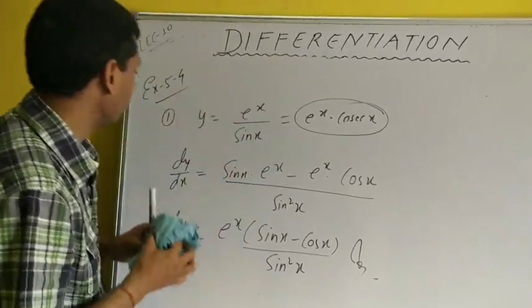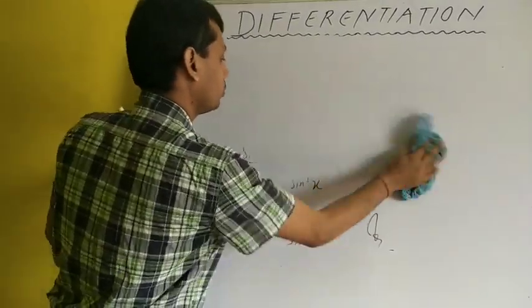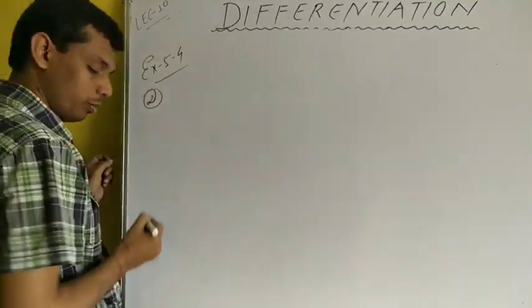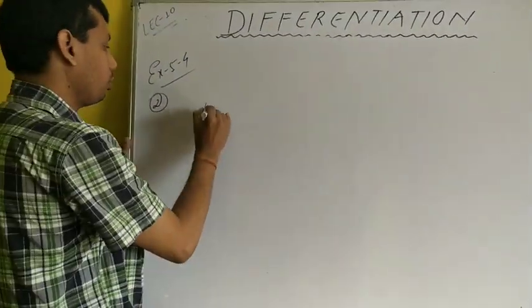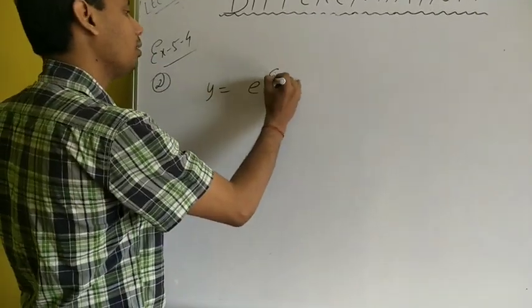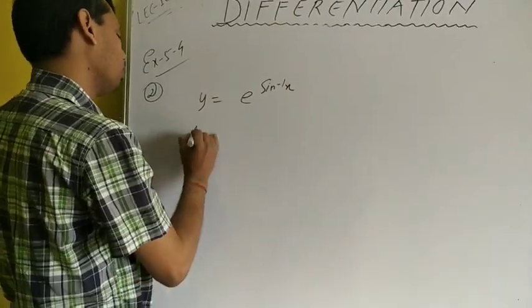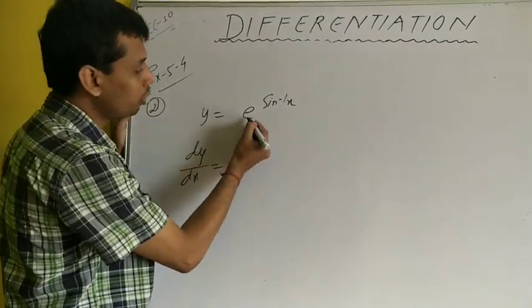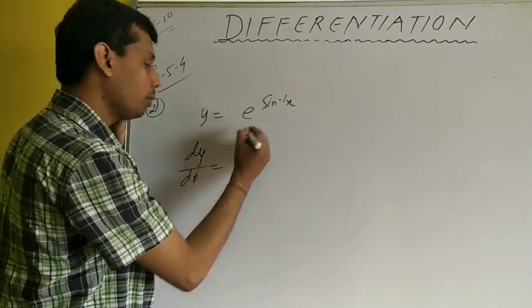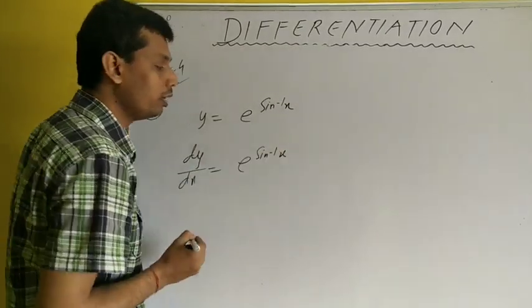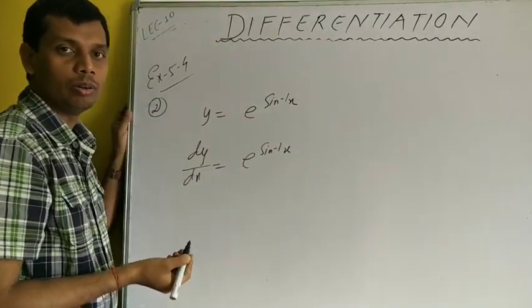Now, question number 2. In the second question, we have to differentiate e to the power sine inverse x. Now see, dy by dx is equal to differentiation of e to the power x, which is e to the power x, so e to the power sine inverse x. Then I am applying the chain rule.